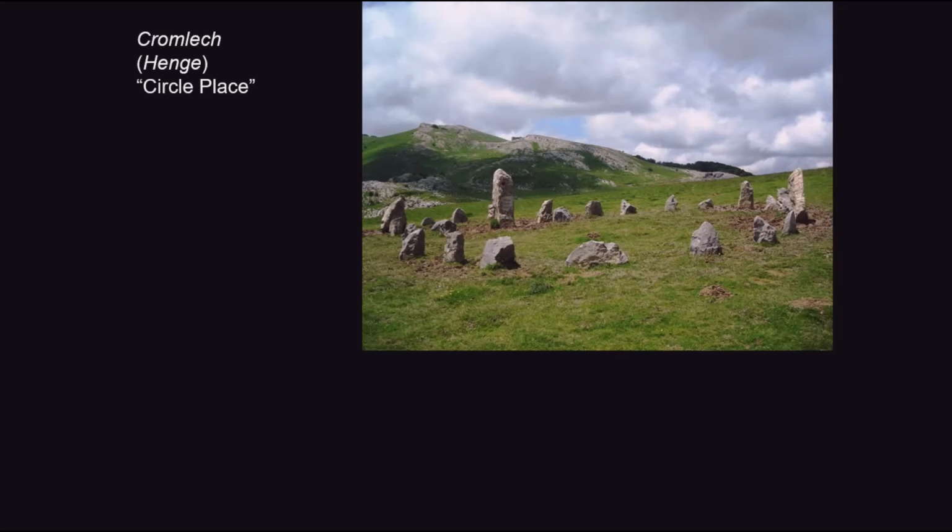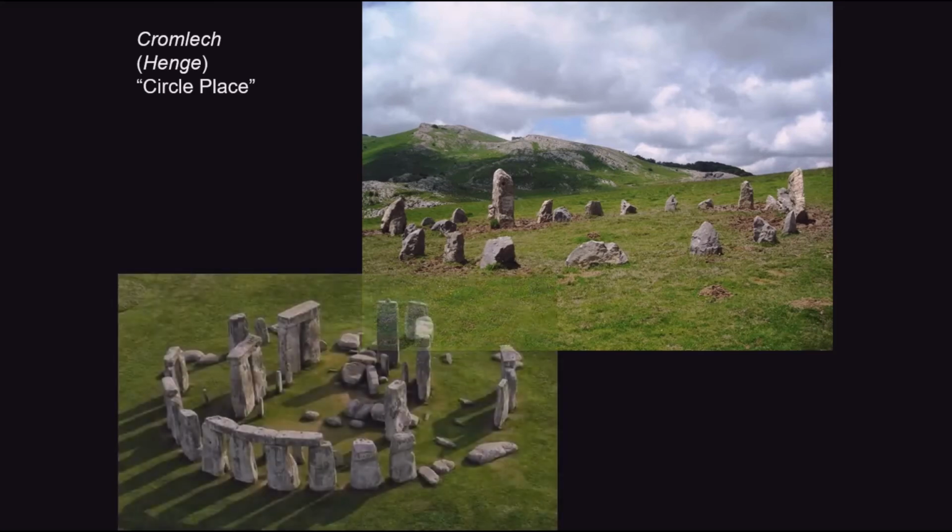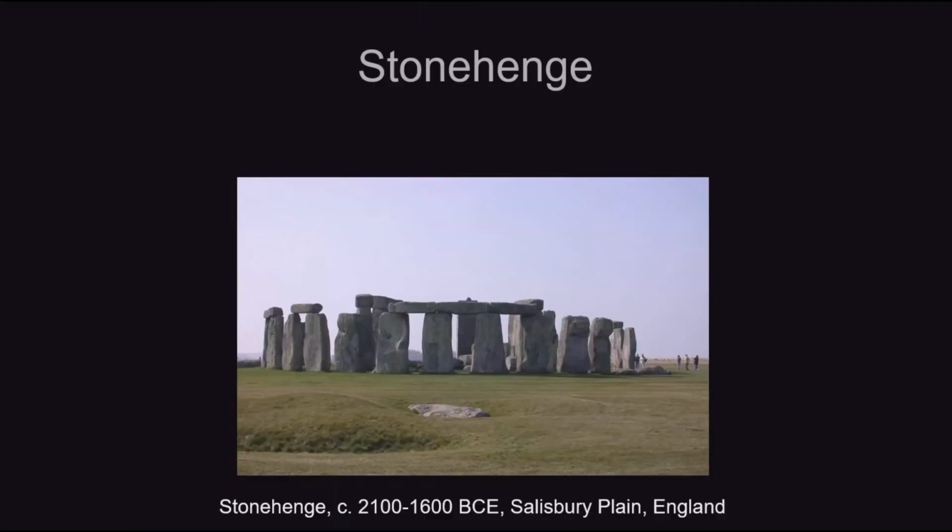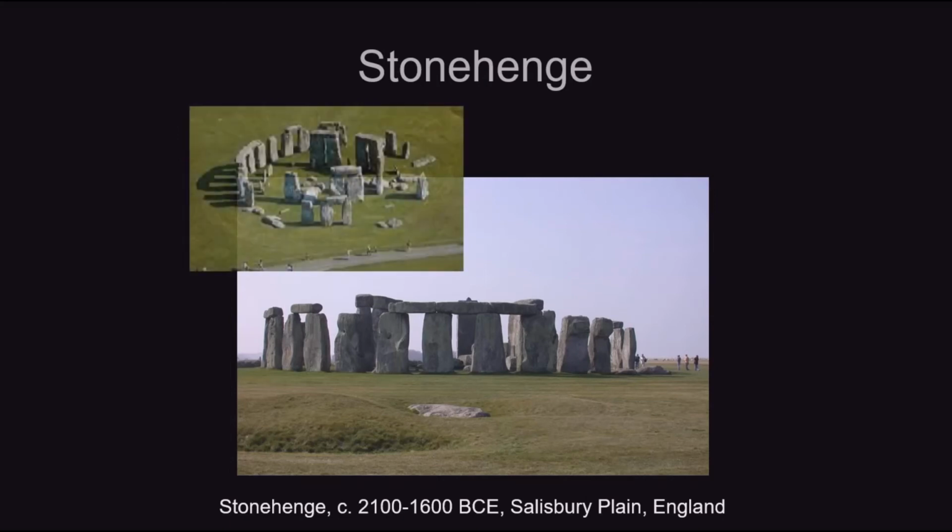The most famous cromlech, or henge, is Stonehenge, which is by far the most famous of these, and it's the largest and most elaborate of any in the British Isles. When we look at this, we usually only look at the center circle of stones, but in reality, there's a lot more to this site than just this center circle of stones.